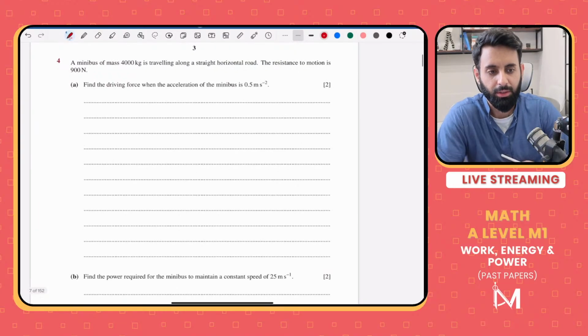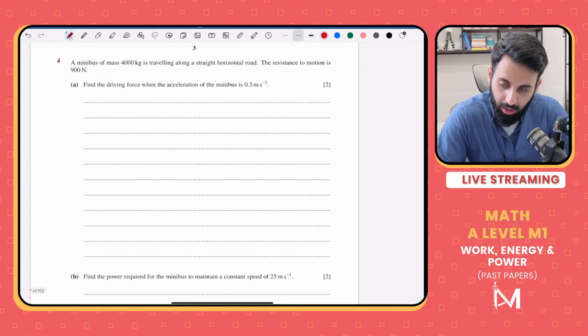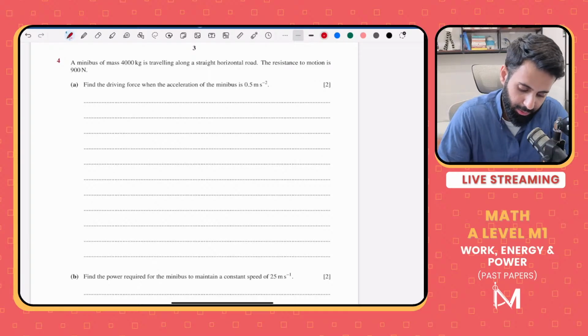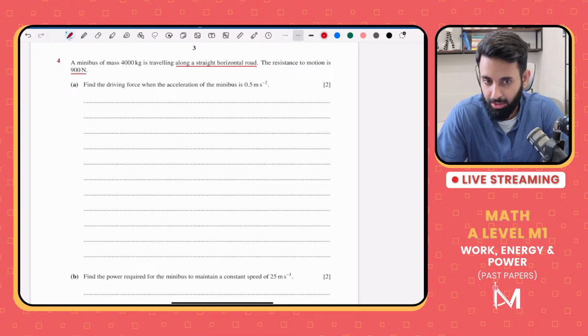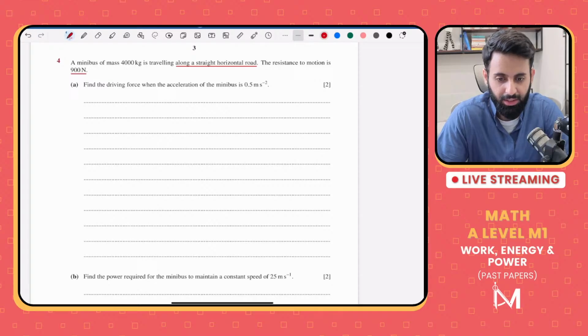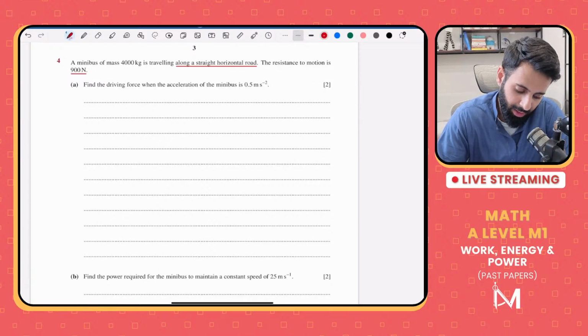Okay, let's use this question. Let's see what this says. A minibus of mass 4000 kg is traveling along a straight horizontal road once again. So when the road is horizontal, that's when you know that the question is going to be a fairly easy one. The resistance to motion is 900 newtons, and when there's only one object, when you have multiple objects and the road is inclined, that is when things get difficult. Find the driving force when the acceleration of the minibus is 0.5 meter per second square.